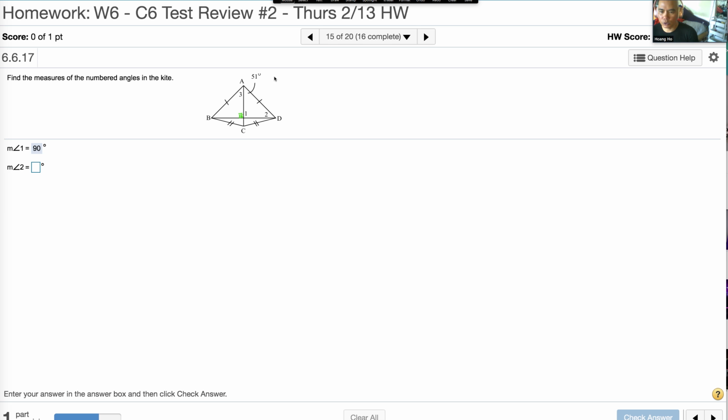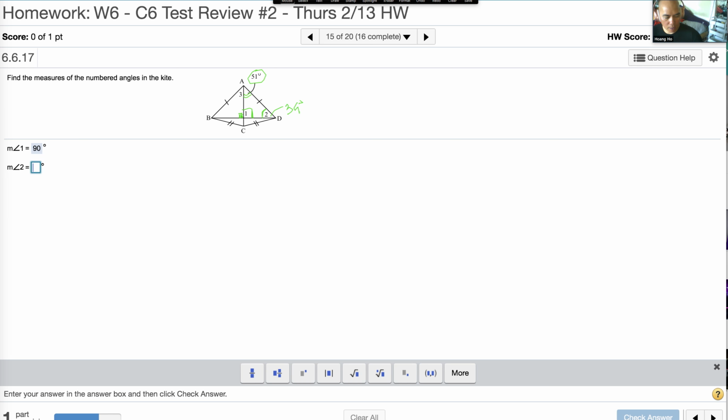Again, in this triangle, if this angle 1 right here is also 90 degrees, so angle 2 and angle 51 have to be complementary. So angle 2 has to be 39 degrees, because 39 plus 51 equals 90 degrees. 39.